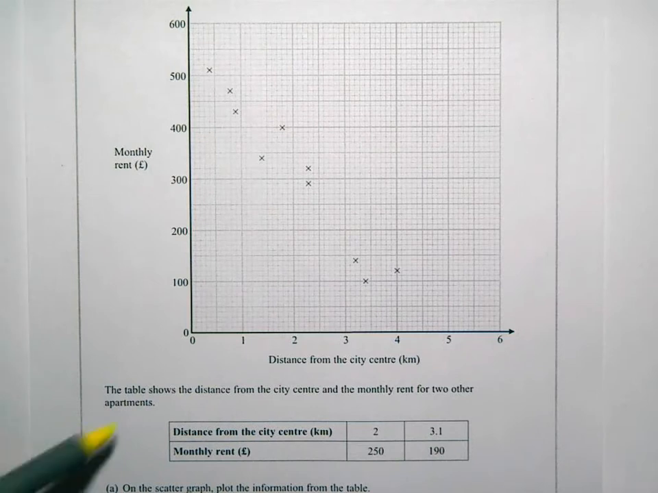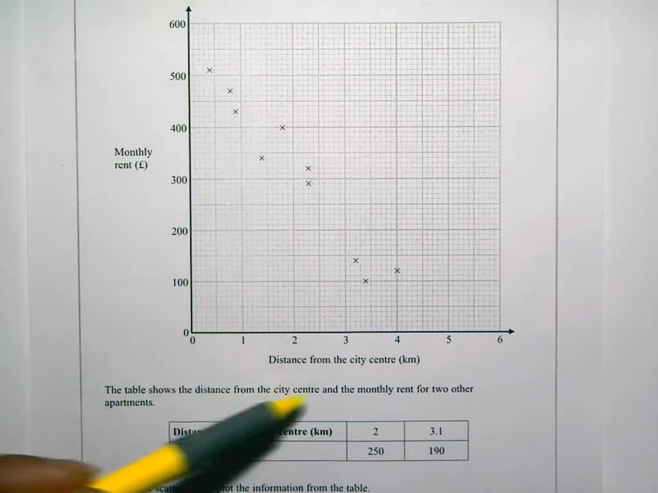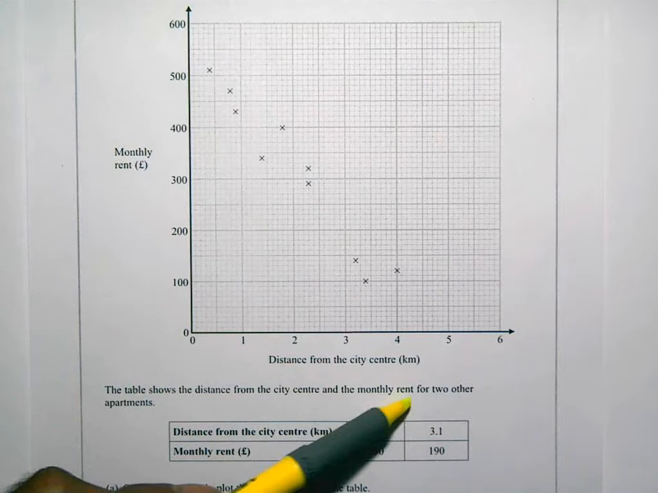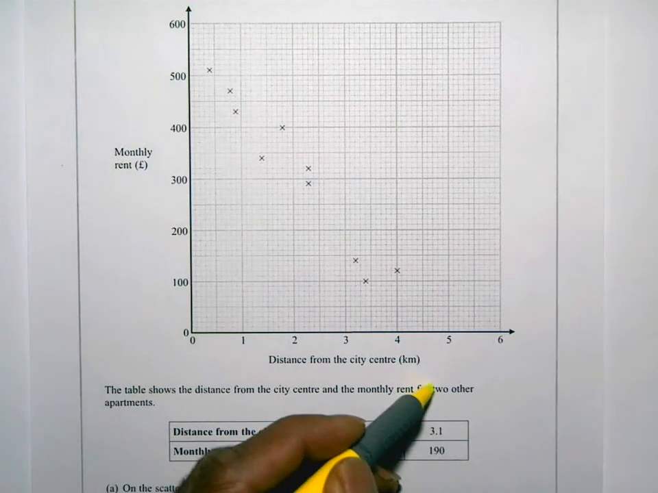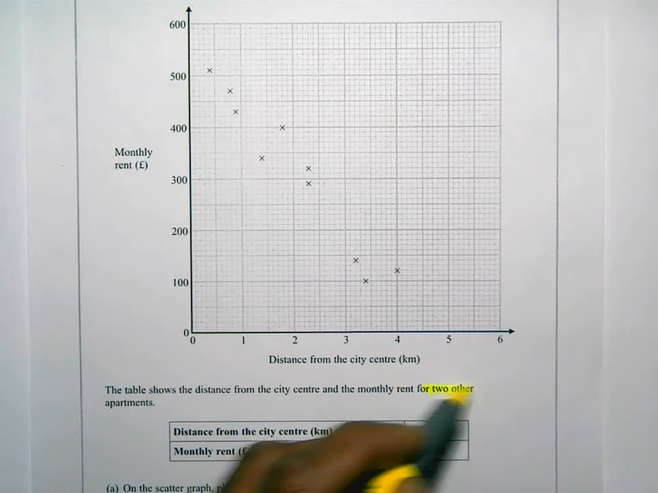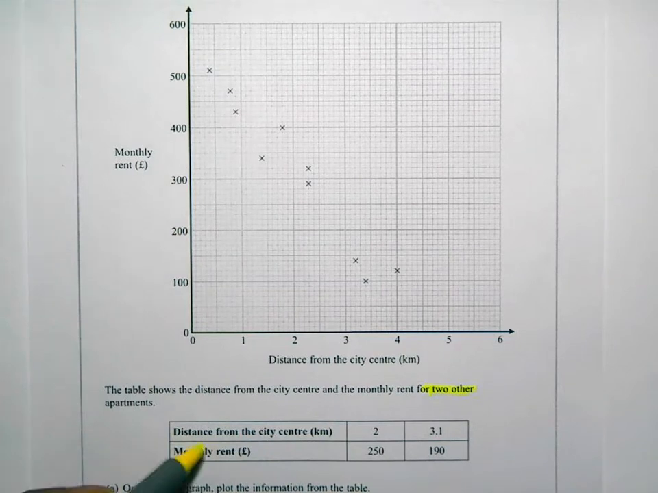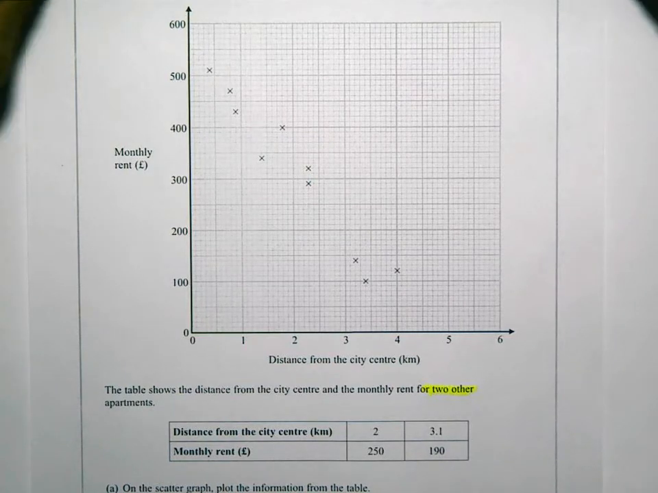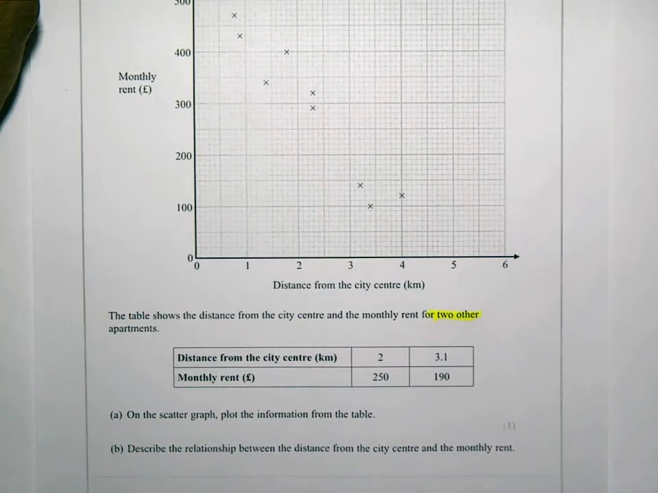The table shows the distance from the city center and monthly rent for 2 other apartments. So there are 2 other apartments. The distance from the city center, 2 kilometers, and the monthly rent is 250. And then that's 3.1 kilometers, and the monthly rent is 190. Okay, so I'm going to just move this further forward a bit so we could see part A and part B.